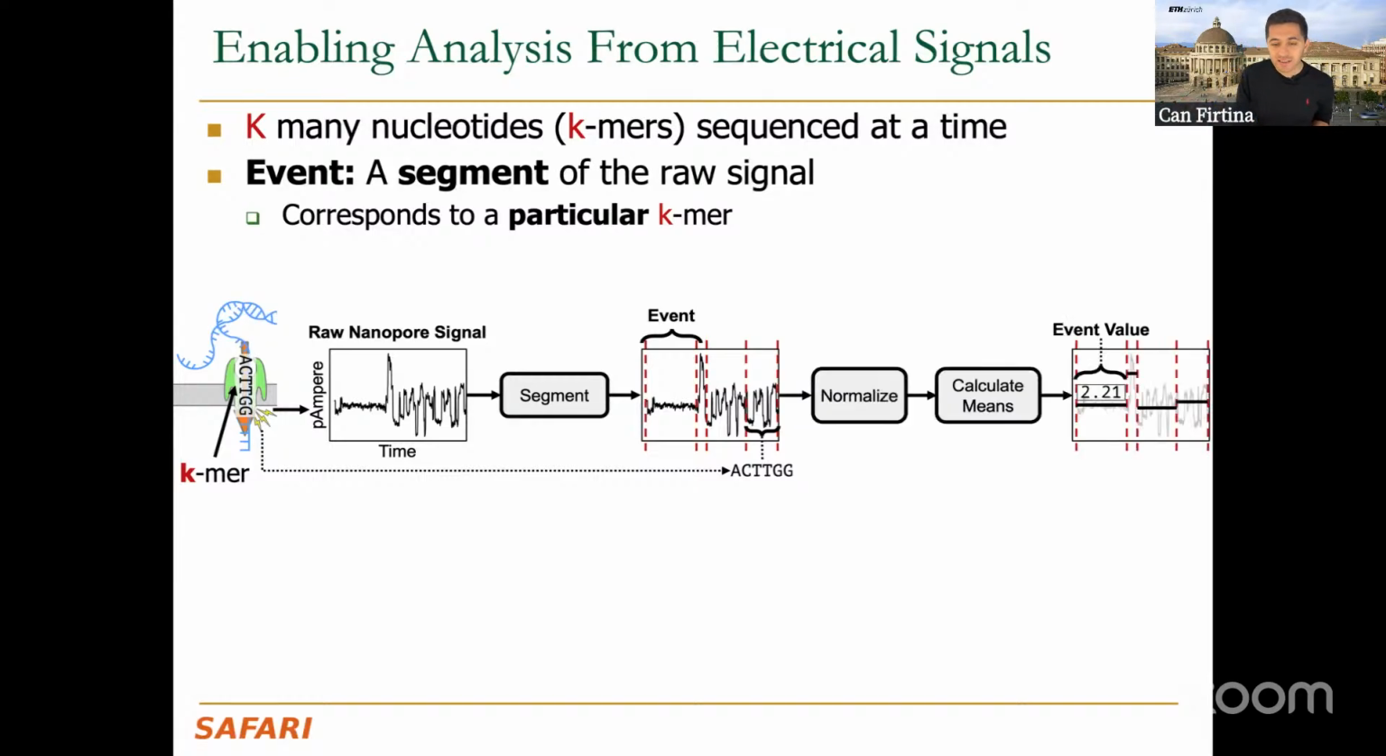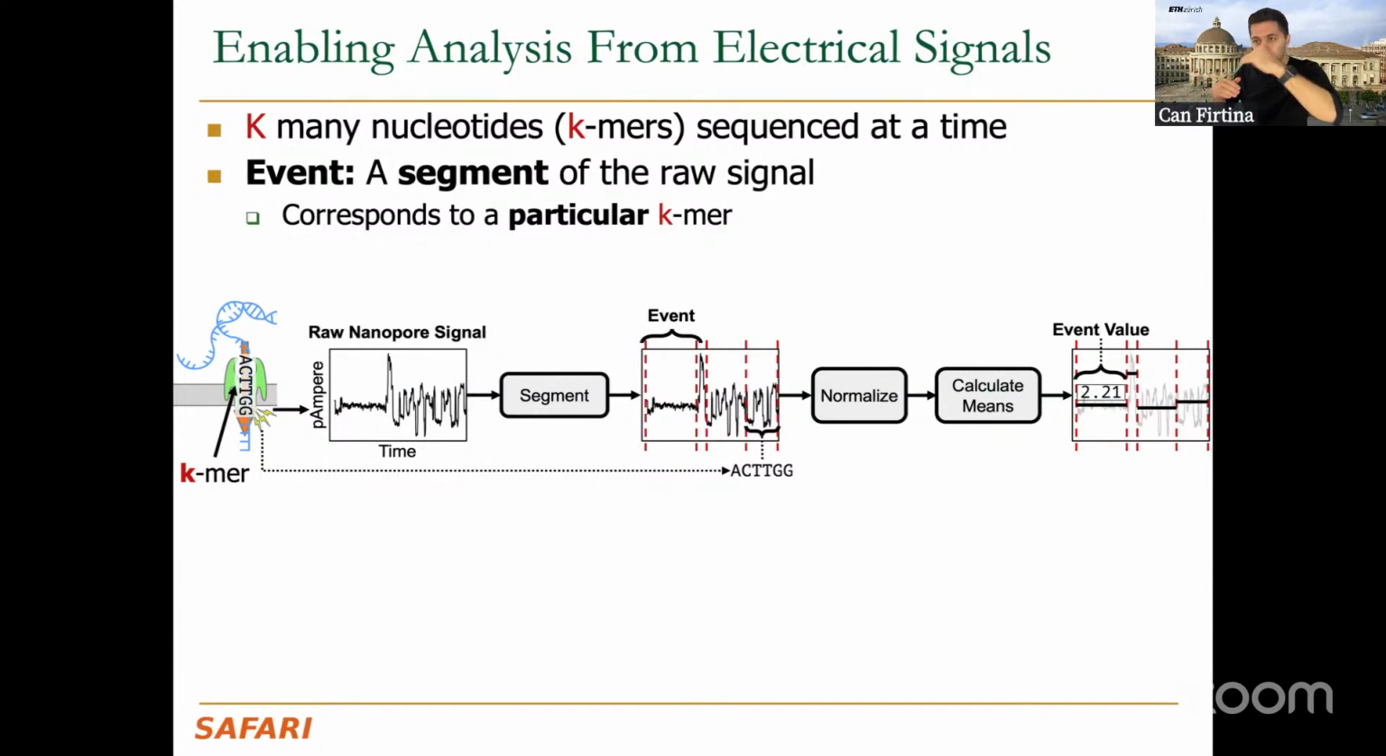So in a sense, you can segment these events. You can use some computational tools that identify these abrupt changes in the signals. And then you do some more computation steps. For example, you normalize, because you may be generating slightly different signals across different pores or at different times within the same pore, so that the amplitudes of the signals are offset.